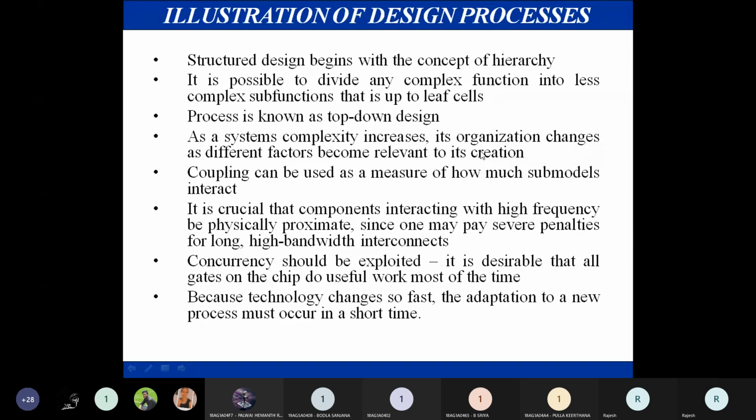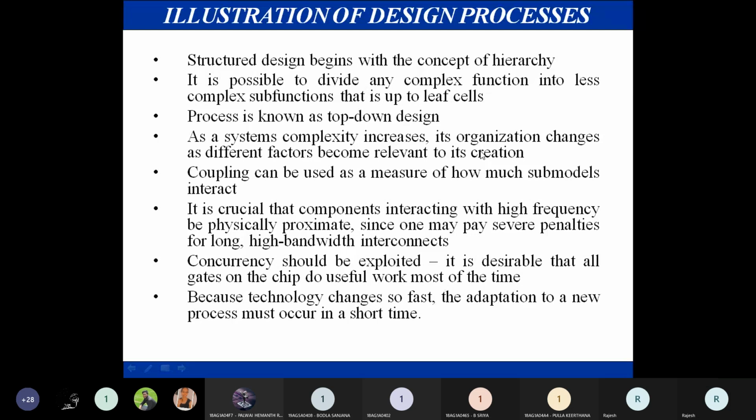As system complexity increases, various different factors must be considered in its organization. By using this coupling method, you can see how your submodules interact, and you have to place those subsystems which frequently exchange data close together, such as your memory. The processor requires data to be written to and read from the memory, so your memory cannot be placed at a distant place from the processor. That is called proximity.